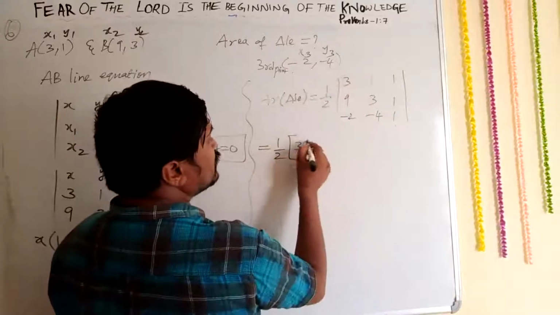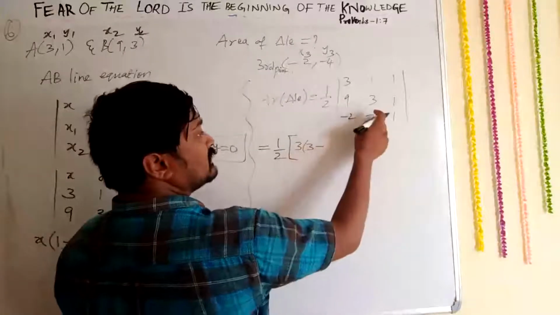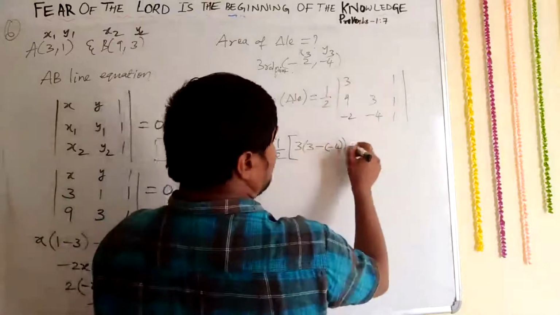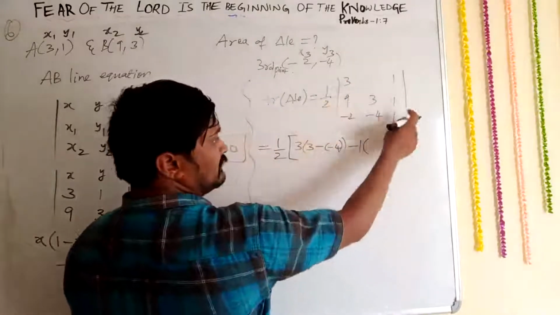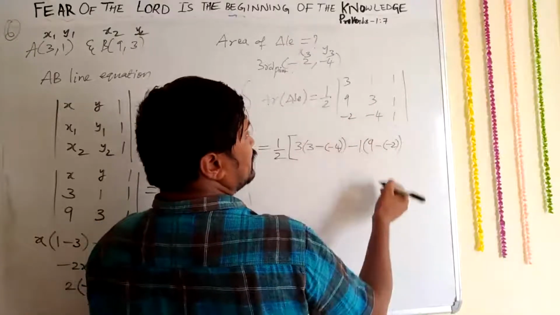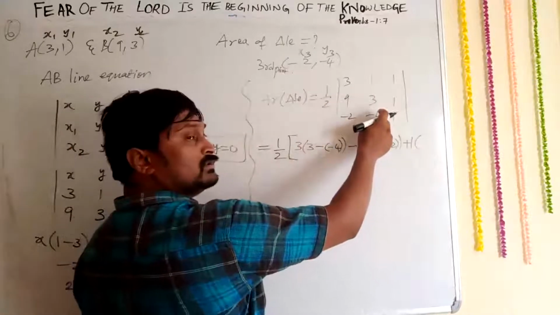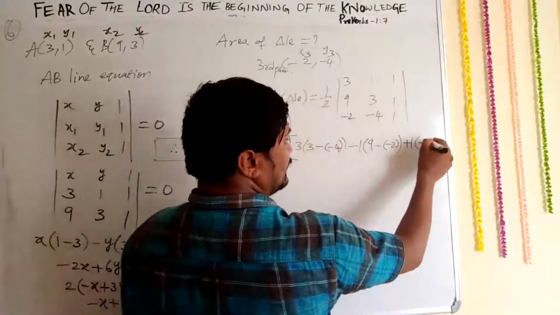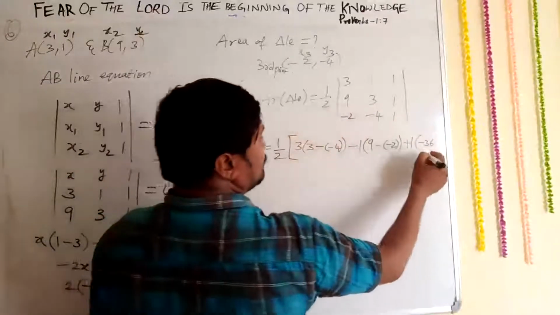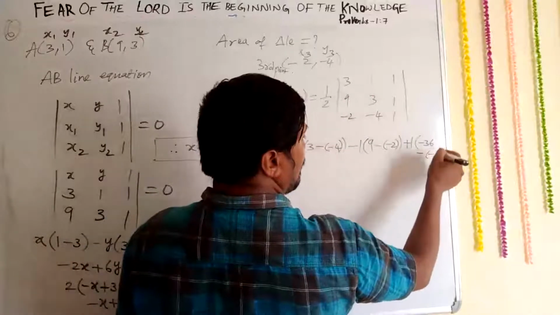First, 3 into 3 ones are 3, minus into minus, that gets minus, minus 4 ones are minus 4. Anyhow, step by step I'll write. Minus symbol, 1 into 9 ones are 9, minus, minus 2 ones are minus 2. Then plus 1 into 9 into minus 4, minus 36. And now minus symbol, minus 2 into 3, minus 6.